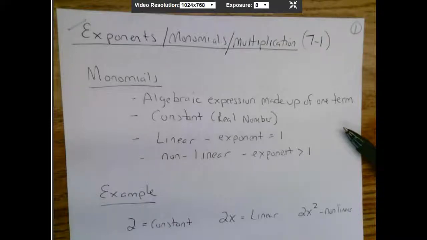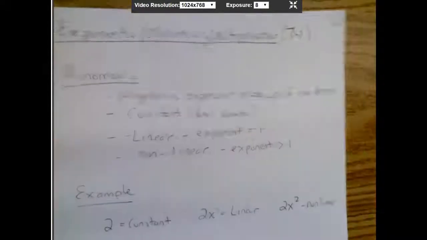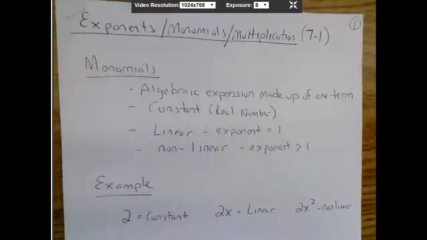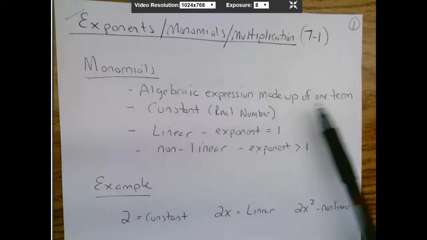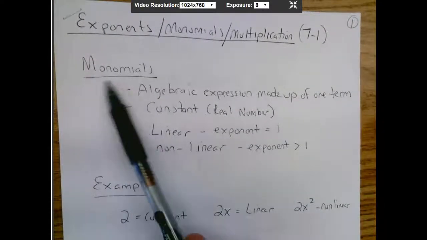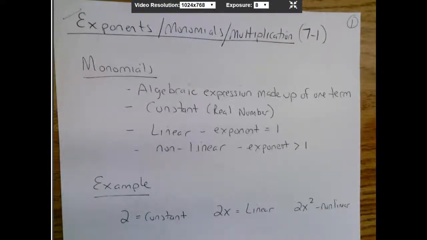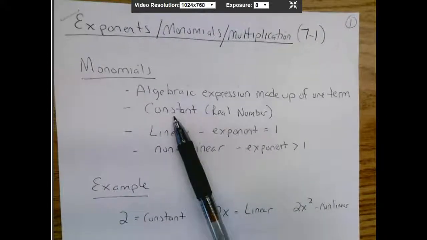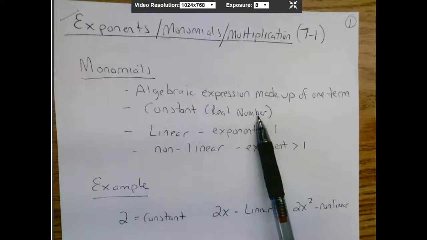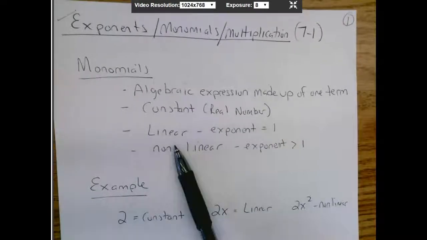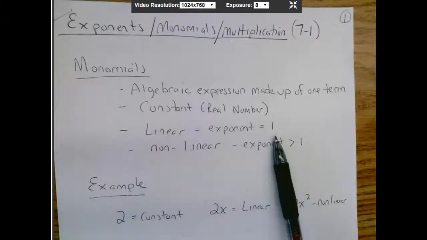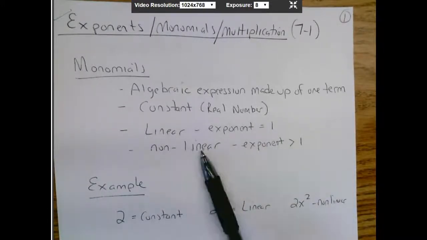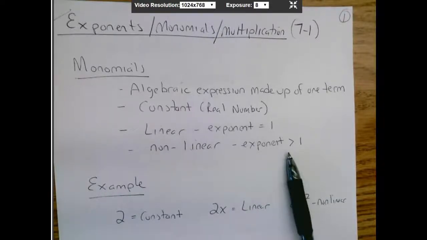So the first thing we want to understand is you're going to see this term called a monomial. And mono means one, okay? And there's a couple ways we define this monomial. In the first one, it's an algebraic expression made up of one term. That's the one, mono. Okay, and I'll show you one here in a minute. It can be a constant, which means it's just a real number. It can be linear, which means it has an exponent that's equal to 1. And then it can be nonlinear with an exponent greater than 1.